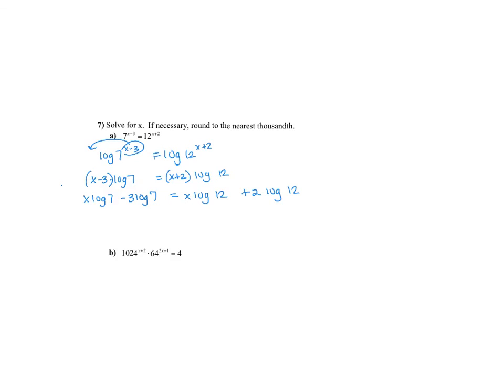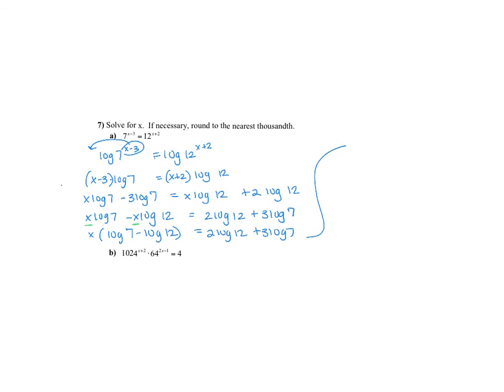Now our goal is to solve for x, so you want to move everything that has an x to one side of your equation and everything that doesn't to the other. So if we rearrange this, we end up getting x log 7 - x log 12, and that's equal to 2 log 12 + 3 log 7. Okay, we have an x here and here, so what we can do is factor out that x. We have x on the outside, and we have log of 7 minus log of 12, and that equals 2 log 12 + 3 log 7.